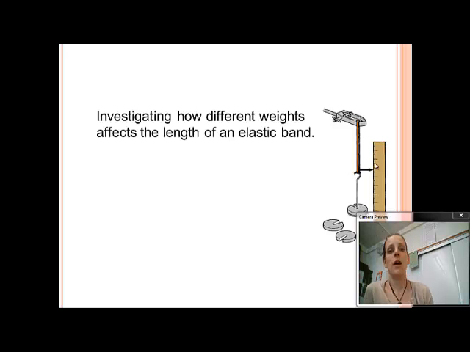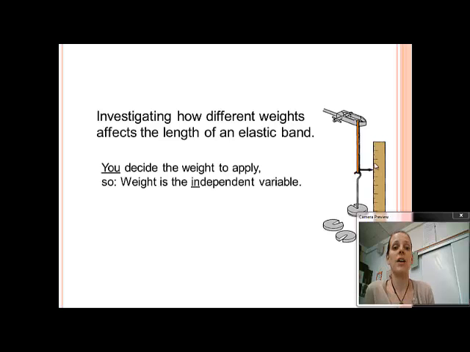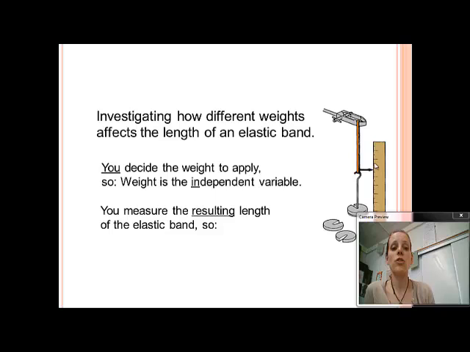Another example is to investigate how different weights affect the length of an elastic band. So you decide the weight to apply. This makes the weight the independent variable because it's what you're changing. You measure the resulting length of the elastic band. So the length is the dependent variable because it's responding to how much weight is added to the elastic band.